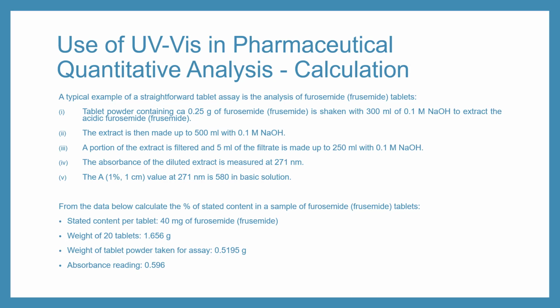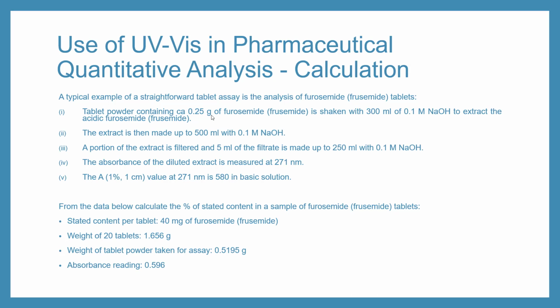And as I said, there's lots of information in it, and typically the first lot of information is going to be based on the procedure. Okay, so how the tablet was actually prepared in the lab. You're being told that you have tablet powder containing about 0.25 grams of furosemide. It is shaken with 300 ml of sodium hydroxide, and we are extracting that acidic furosemide. You're making up the extract to 500 ml, and then you're doing a dilution.